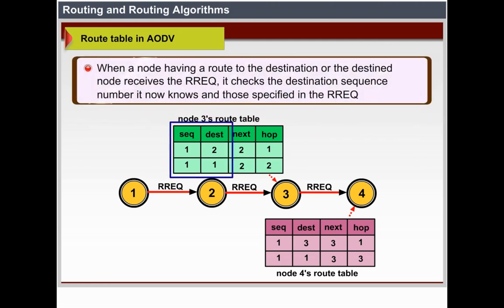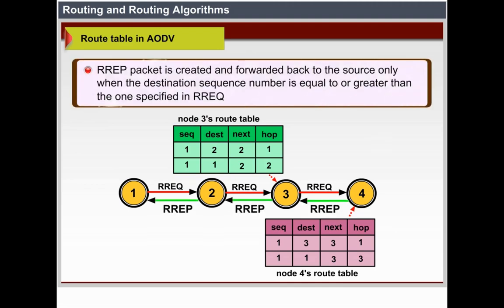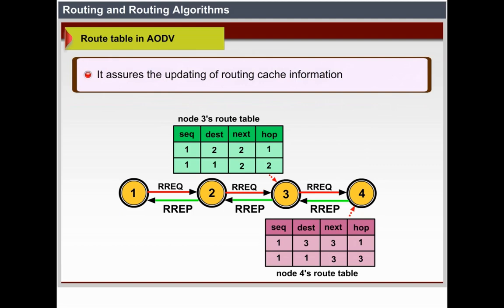When a node having a route to the destination or the destined node receives the RREQ, it checks the destination sequence number it currently knows and the one specified in the RREQ. RREP packet is created and forwarded back to the source only if the destination sequence number is equal to or greater than the one specified in RREQ. It guarantees the updating of routing cache information.